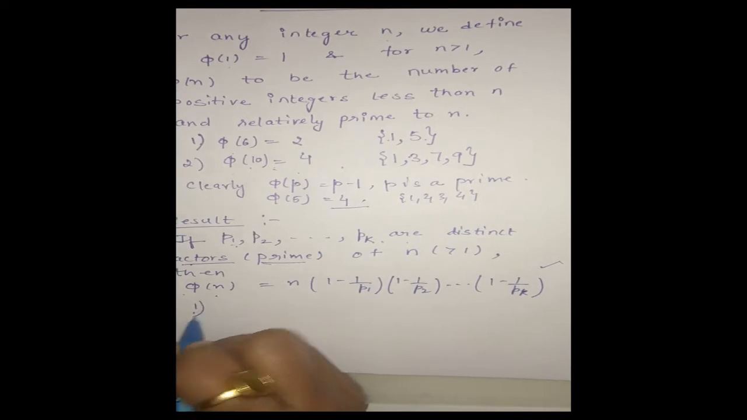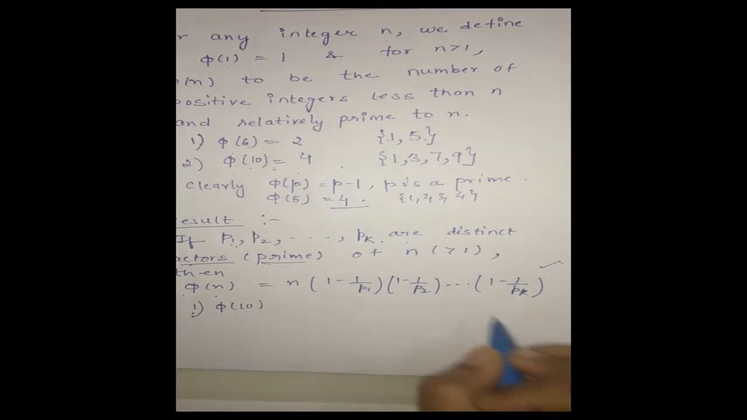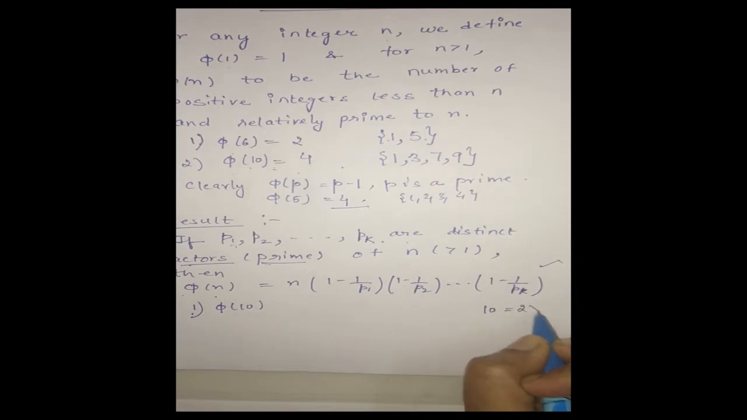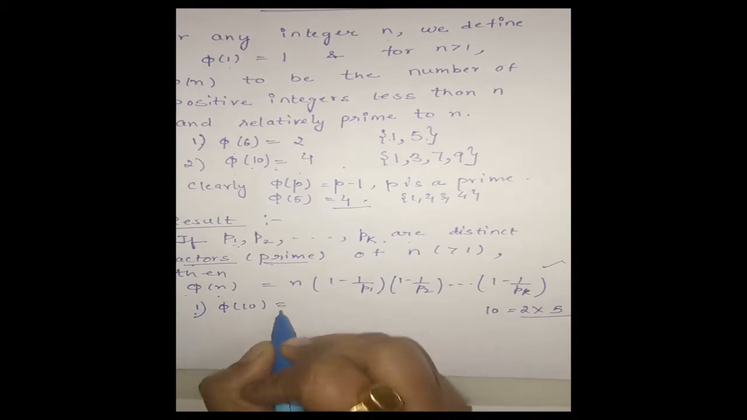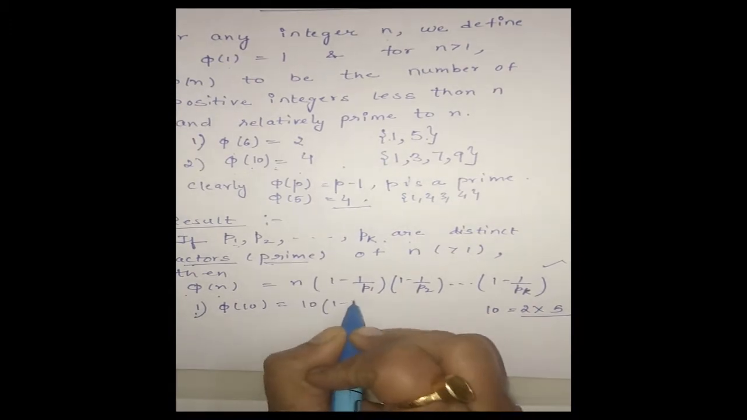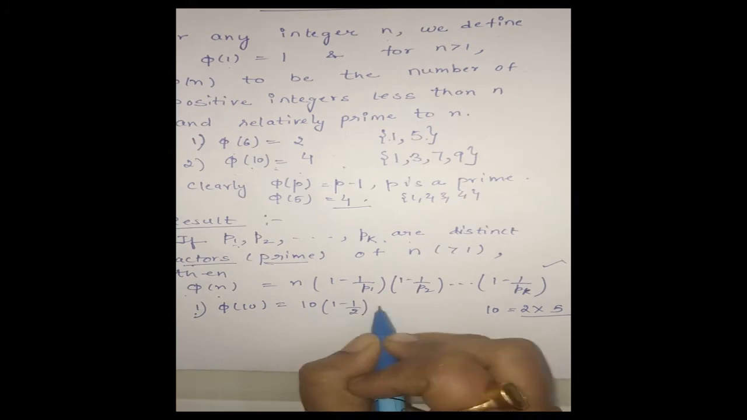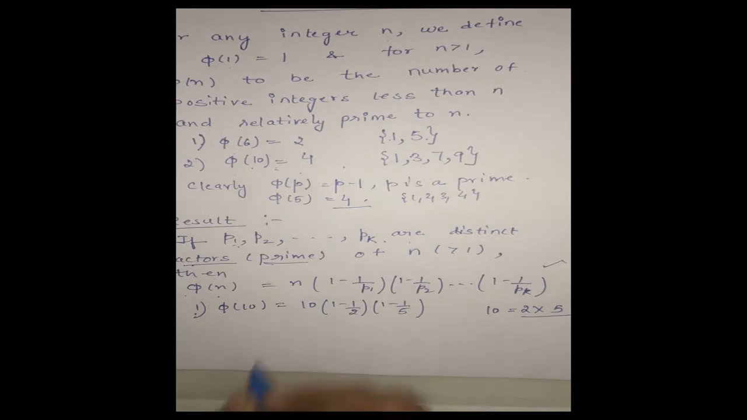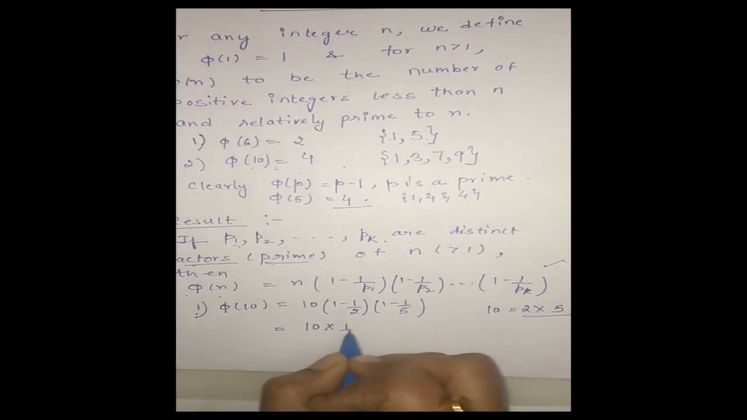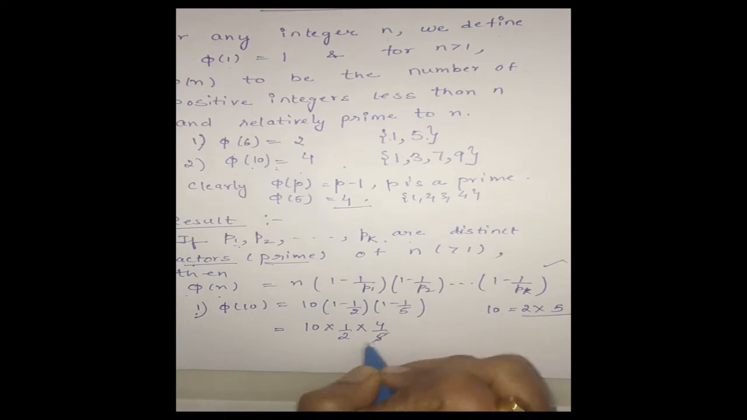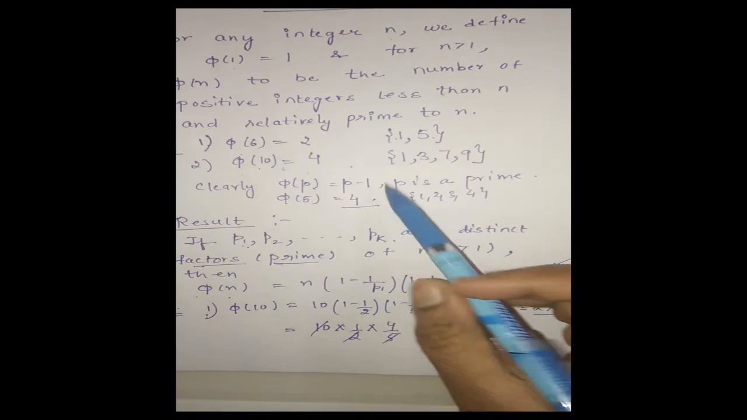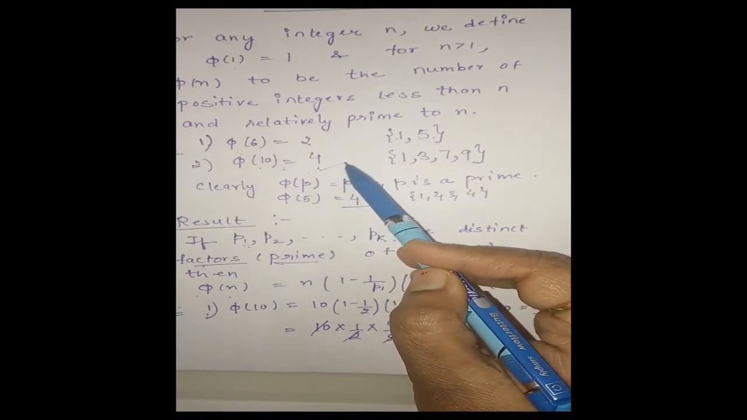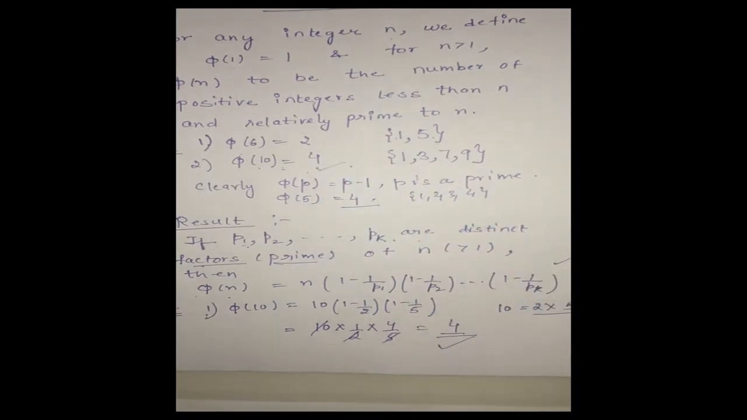For example, phi of 10. Now 10 can be written as 2 into 5, and 2 and 5 are distinct prime factors of 10. Using this formula, phi of 10 is equal to 10 into 1 minus 1 by 2 and 1 minus 1 upon 5. That means this is equal to 10 into 1 by 2 into 4 by 5. This will get cancelled out and we have 4. And we have already seen here also phi of 10 is 4, and from this formula also we are getting 4.